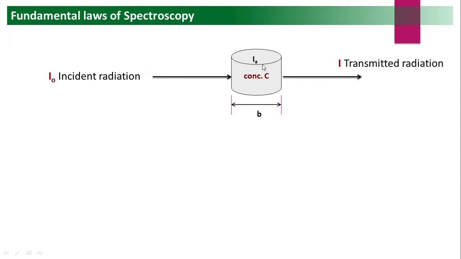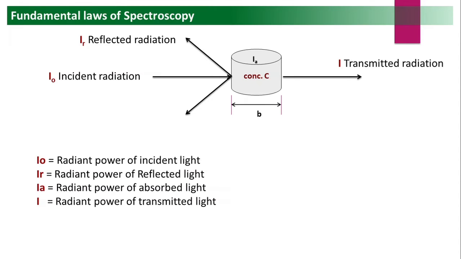It means that IA, these are the radiations absorbed by the sample. Some of the radiations are reflected from this cuvette or sample, that is IR. So in this way, I0 is the radiant power of incident light, IR is the radiant power of reflected light, IA is the radiant power of absorbed light, and I is the radiant power of transmitted light. Thus I0 is equal to IR plus IA plus I. So incident light is equal to reflected light plus absorbed light plus transmitted light.